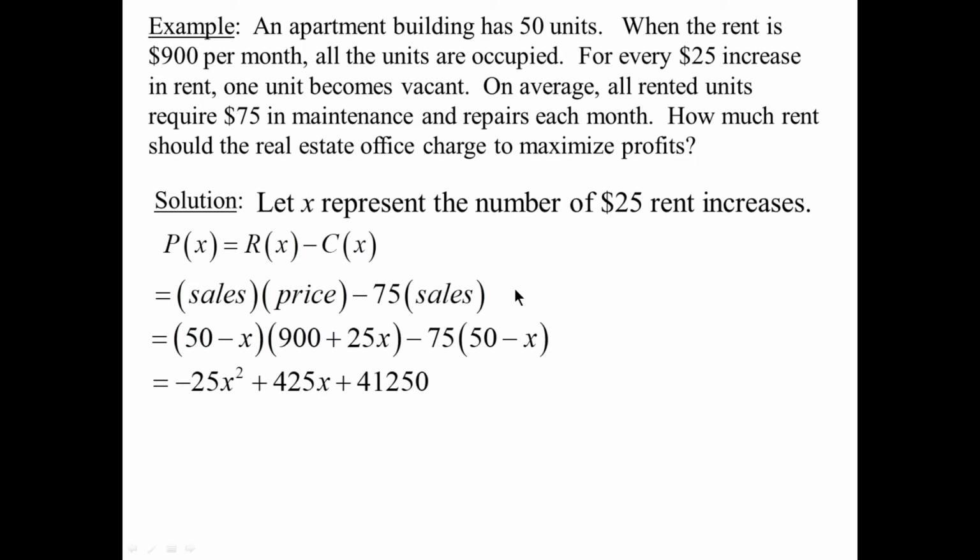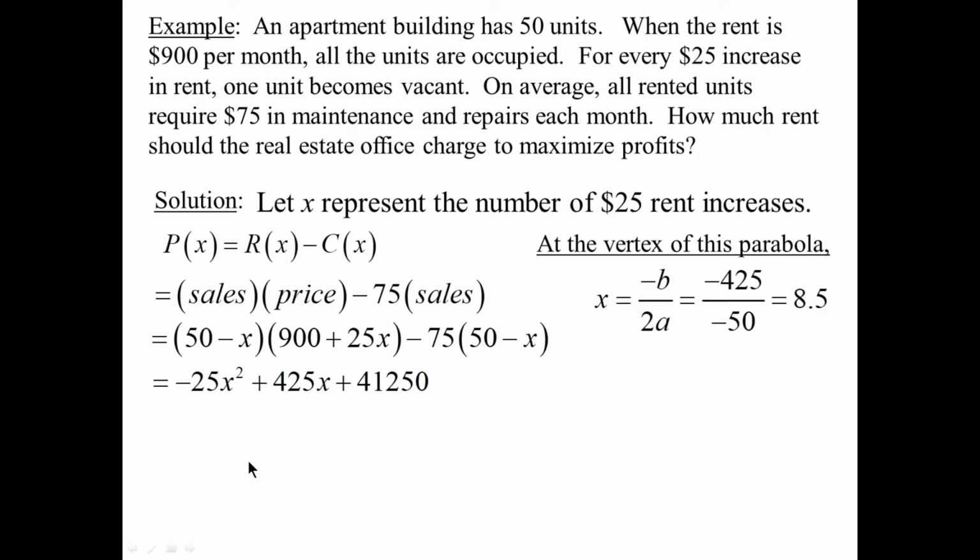Once we've arrived here, we can now state that it's a parabola, it opens down because of the negative, and it therefore has a max. And that maximum profit, because this is the function for profit, that maximum profit will exist when X is what it is at the vertex. At the vertex of this parabola, we know that X is always negative b over 2a. X being negative 425 over 2 times negative 25, right here. Negative b over 2a is 8.5.